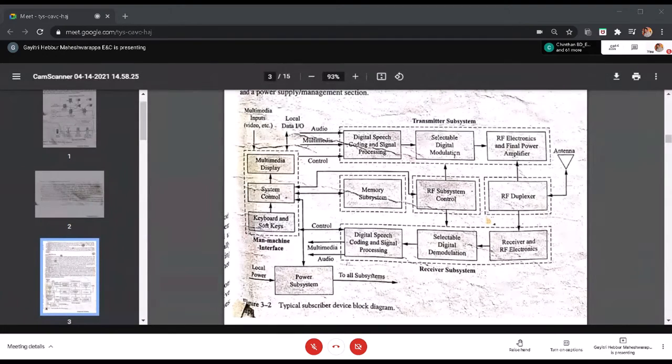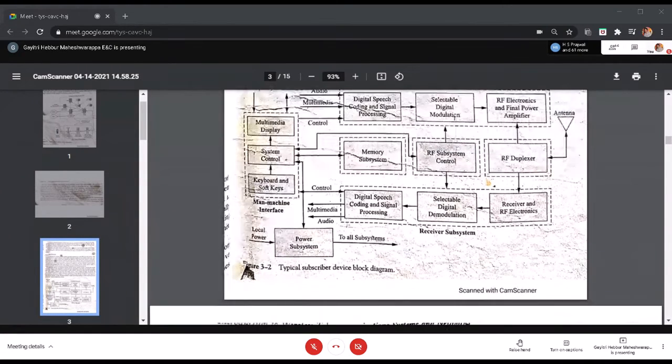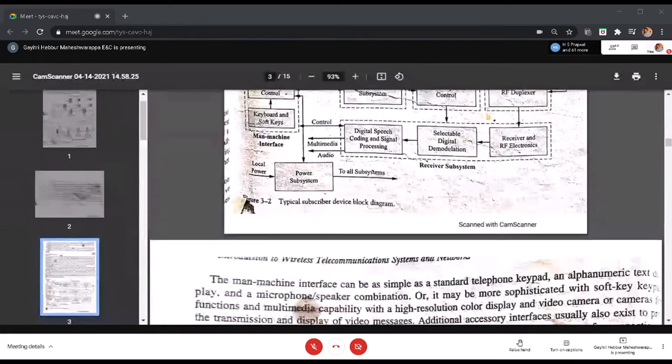Similarly, we need to have a man-machine interface to control the operations, to transmit, receive, anything we want to do. So there we have a display. Okay, then we need to upload or download the data. We have local data input output connections, and finally we have a power system, right? So this is the general block diagram of the mobile device or a subscriber device. So that you need to explain.